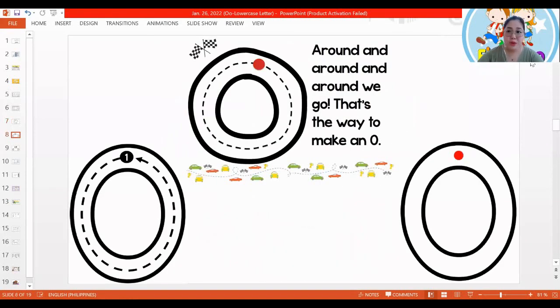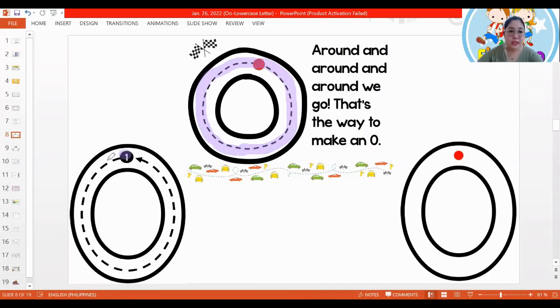Let's start first with our capital letter O. Kindly get your whiteboard and your whiteboard markers. Around and around we go. That's the way to make an O. So we start at the top, we make a big curve, and then we go all the way up and we close. Let's do that again.